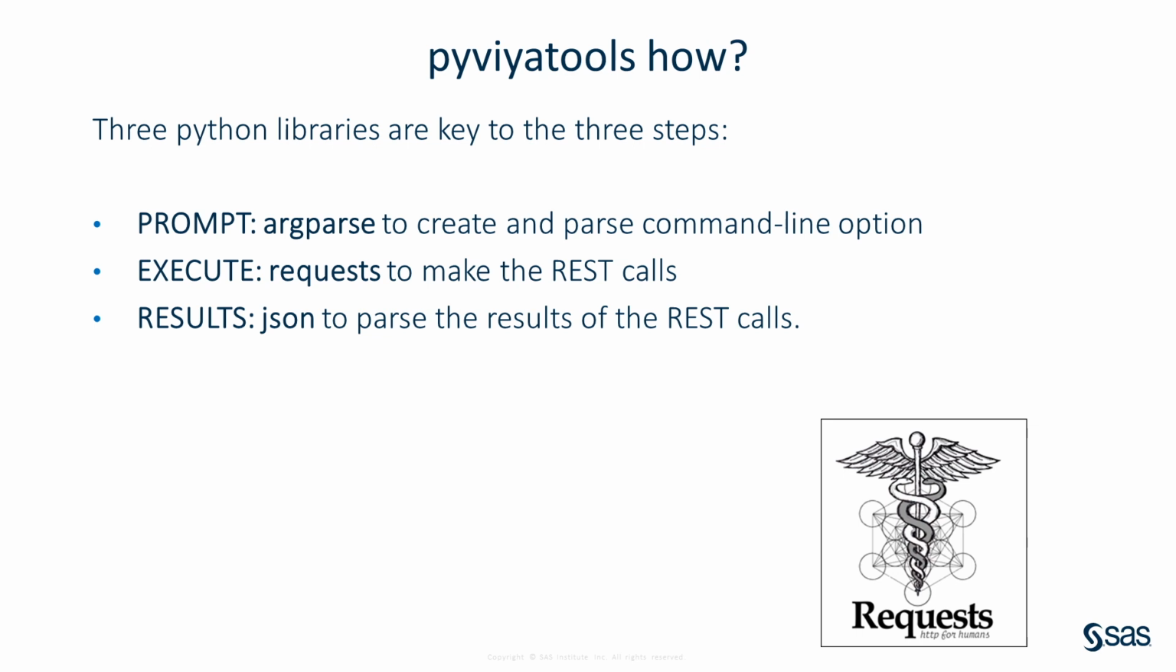Three Python libraries are really key to each of the three steps. The prompting step uses argparse to create and parse the command line options, and also to provide help for each of the tools. To do the execution step, the requests library is used to make REST calls, and finally, to return the results, the json library is used to parse the results of each of the REST calls.